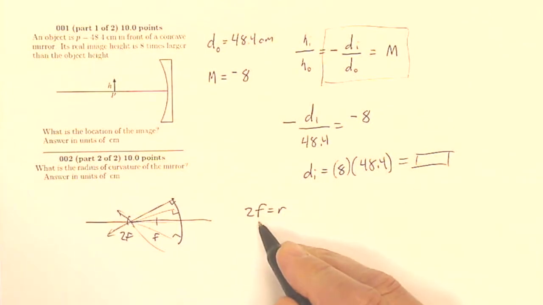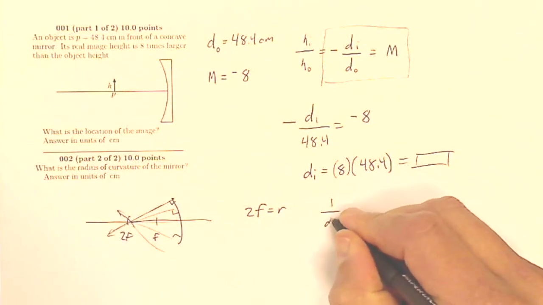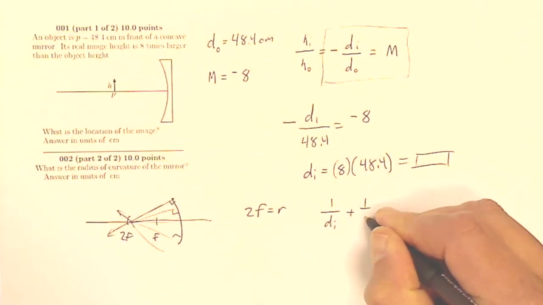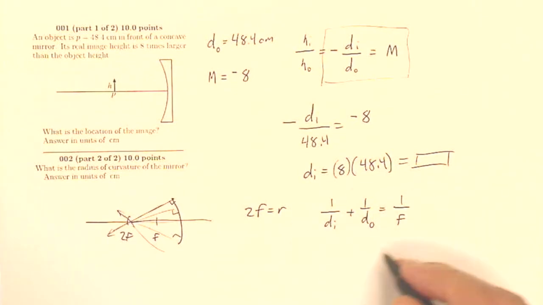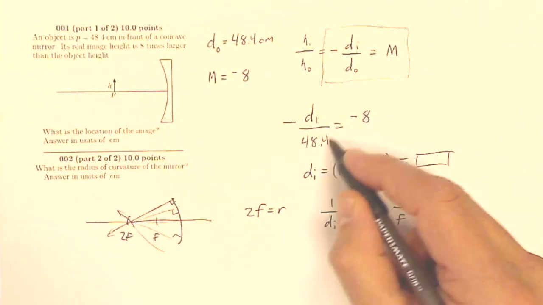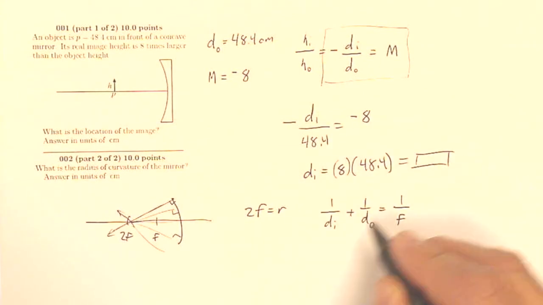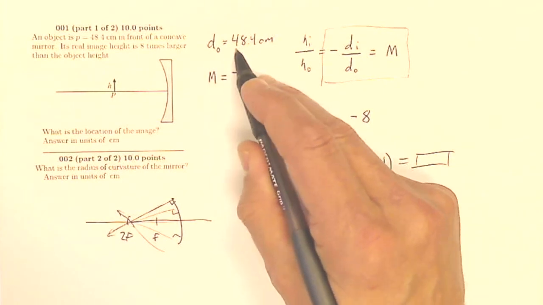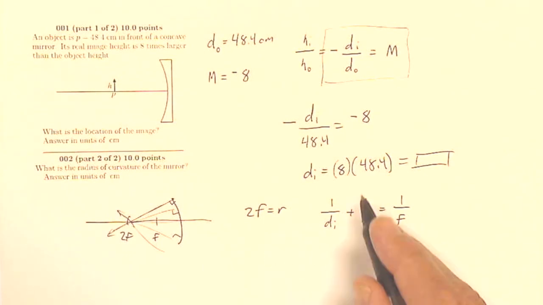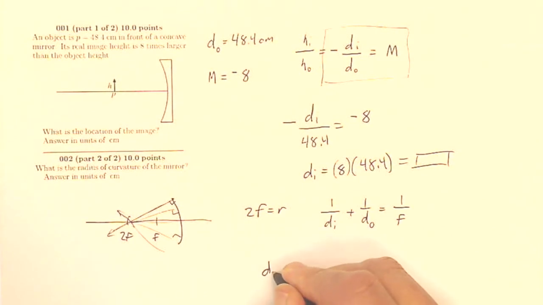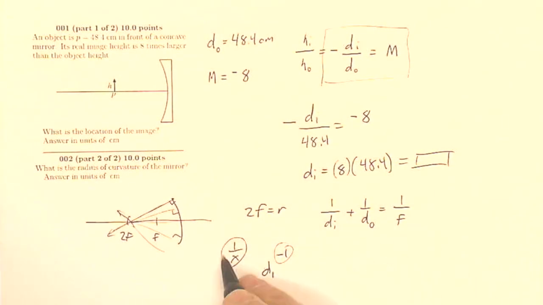But how do I find out F? Well, my other equation says that 1 over dI plus 1 over dO equals 1 over F. So I can solve for F using this equation, where dI I solve for over here, so this number is going to be dI. dO is my original distance to the object of 48.4, and that will allow me to solve for my focal length. Remember that in your calculator you're going to use your -1 button. So I'm going to plug in dI, whatever it is, raise it to the -1. So it's either -1 or my 1 over x button, whichever button you've got on your calculator.